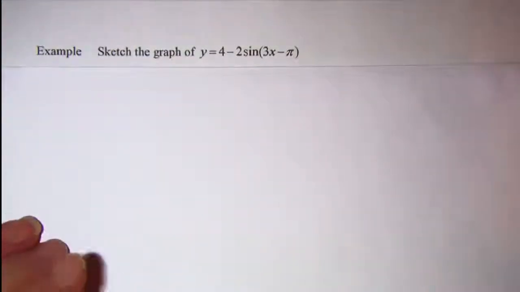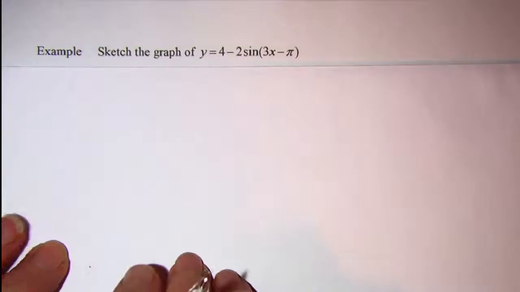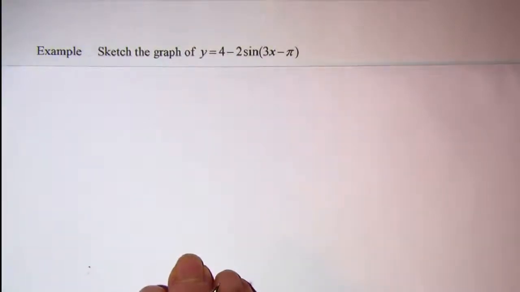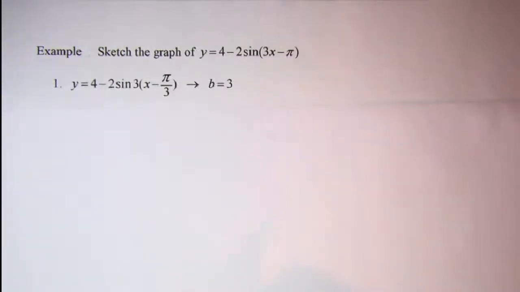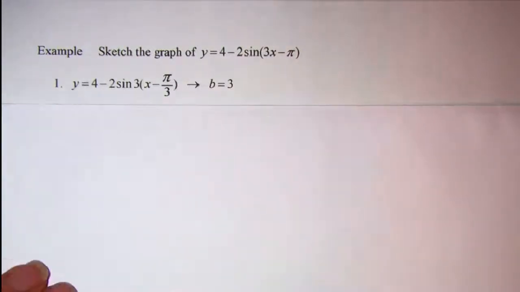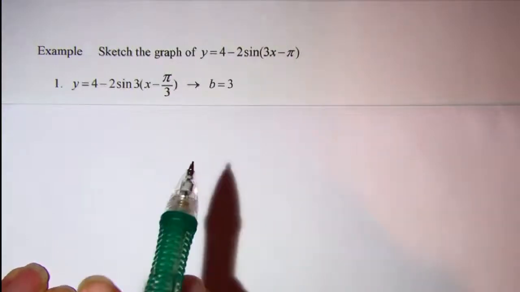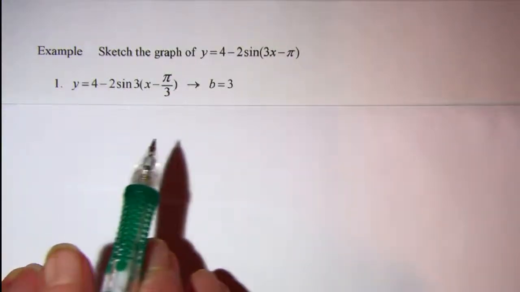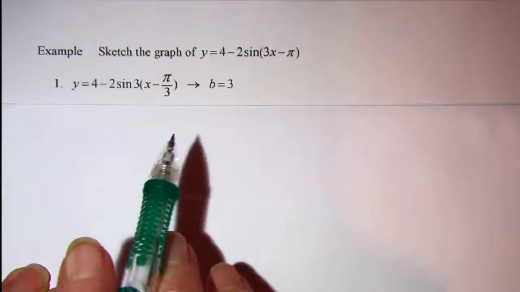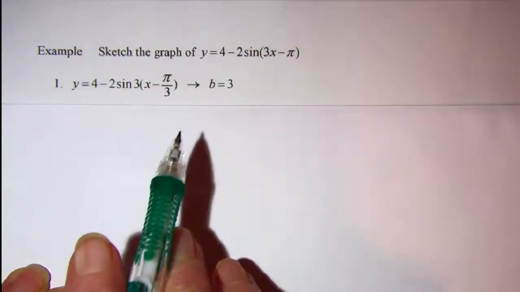The example that we'll be doing is to sketch the graph of y equals 4 minus 2 sine quantity 3x minus pi. Our first step is to factor b so that the equation is in the form y equals c plus a sine b quantity x minus d.